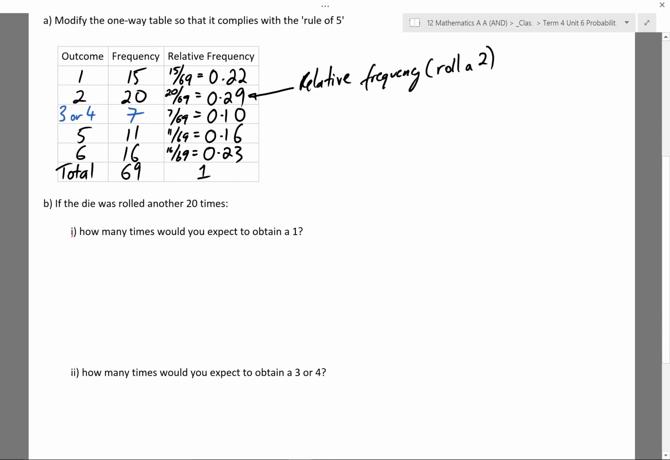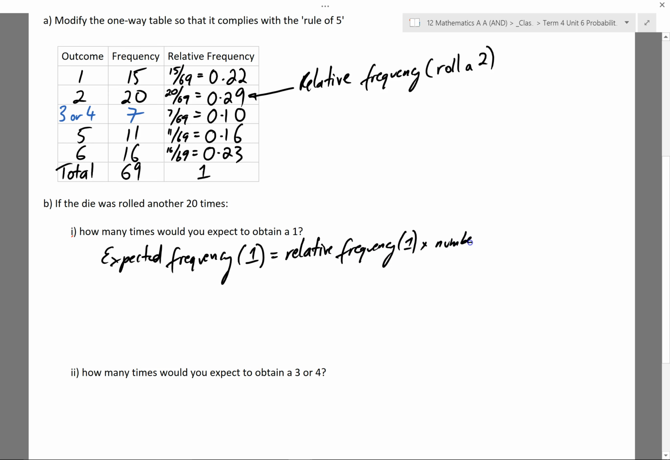So we've modified the table, that's done. It complies with the rule of 5 because all of these frequencies are greater than 5. Now we can use it to answer some questions. How many times would you expect to obtain a 1 if you're going to roll the die another 20 times? I'm looking at what is the expected frequency of getting a 1. So I'll have to look at what's the relative frequency of obtaining a 1 times the number of trials.